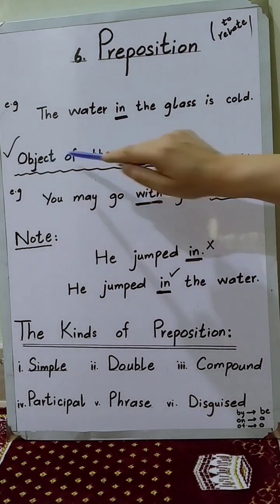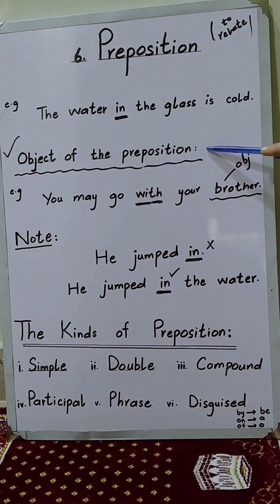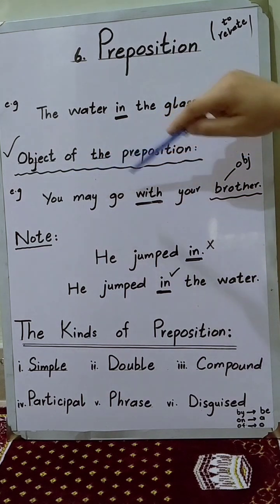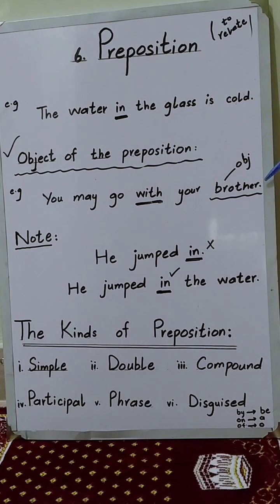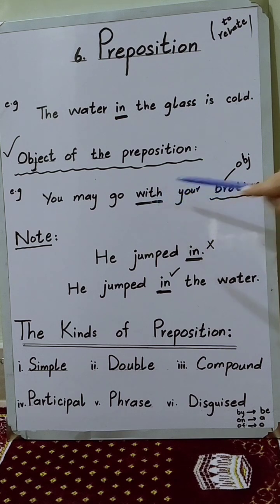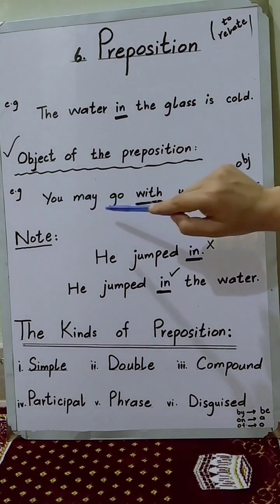What is the object of the preposition? A preposition is always used with a noun or a pronoun. The noun or pronoun it is used with is called the object of the preposition. For example, you may go with your brother. Here the preposition with relates its object brother to go.